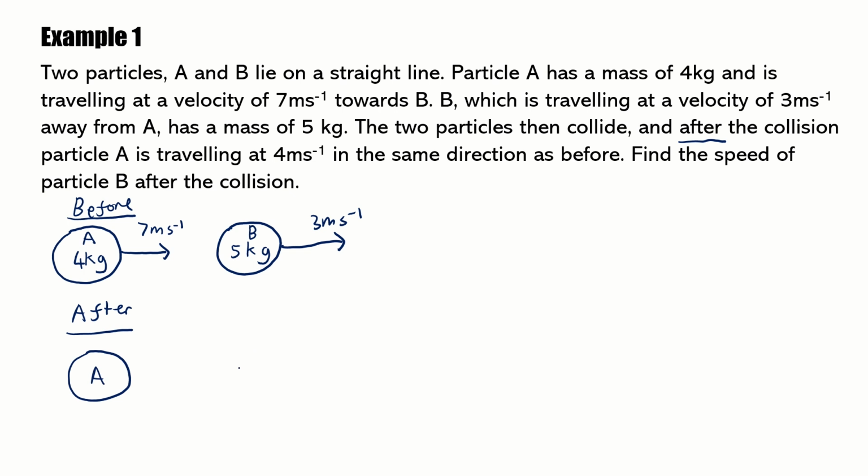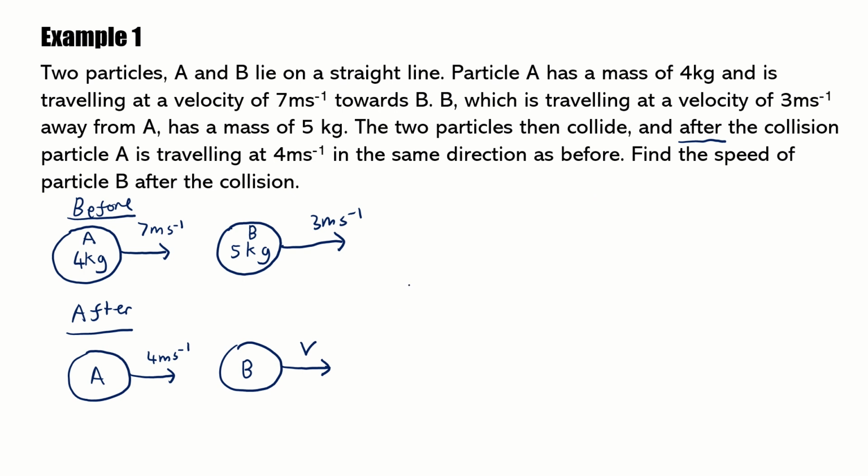So doing A and B again, but now we're saying that A is travelling 4 meters per second in the same direction as it was travelling in before. So 4 meters per second that way. We don't know the velocity that B is travelling at, and that's because that's what we're trying to find in the question. So for the moment, let's just say it's the velocity V. Nice.